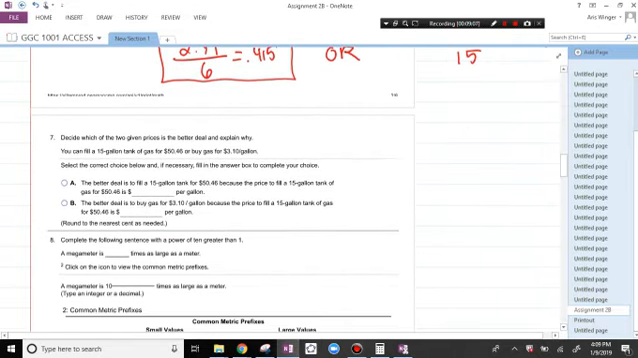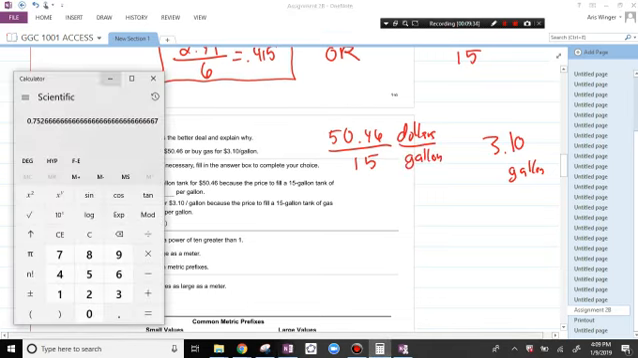Decide which of the two givens is the better price, better deal, and explain why. So we're still talking about dollars per gallon. The second one is already done. It's $3.10 per gallon, per 1 gallon. So the question now is $50.46 over 15, again dollars per gallon. So we'll put that in: $50.46 divided by 15.